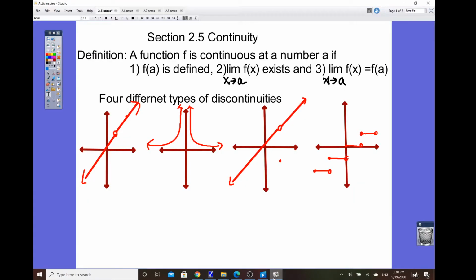Good afternoon, calculus class today. So we would like to talk about continuity. This one is section 2.5 from Calculus by James Stewart.